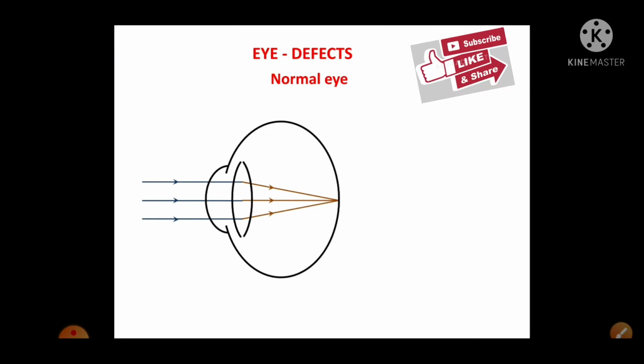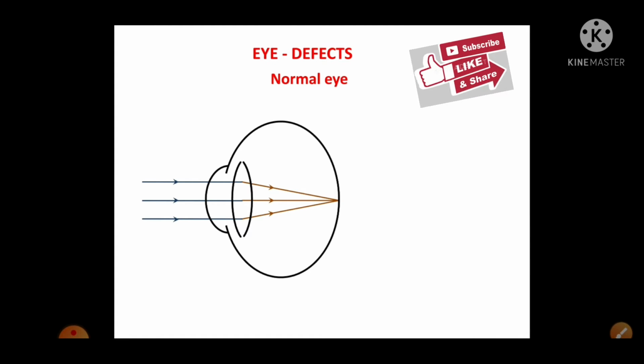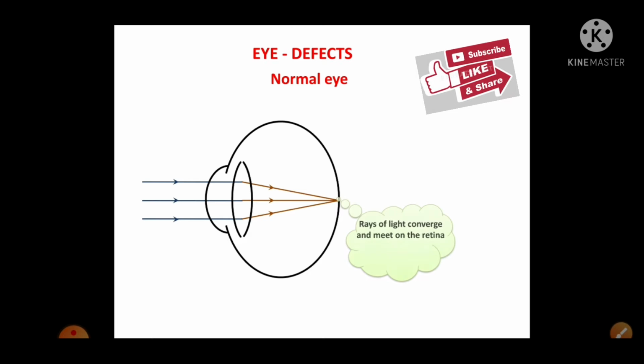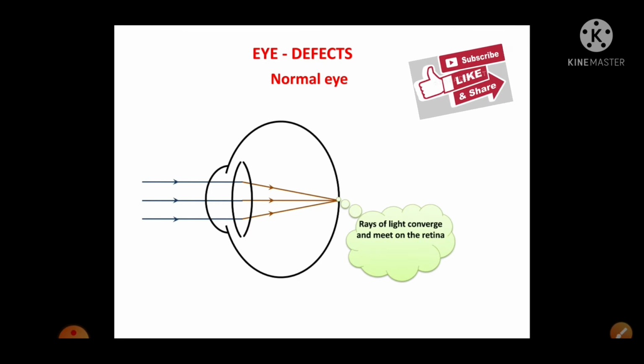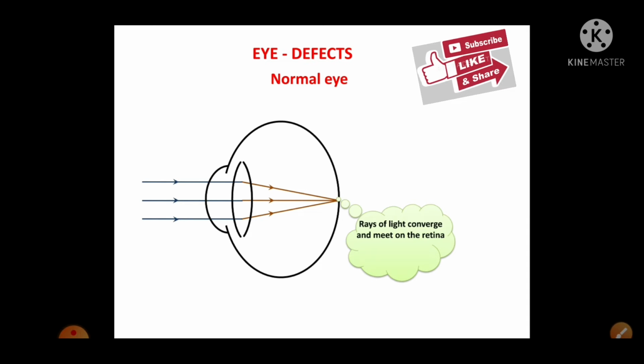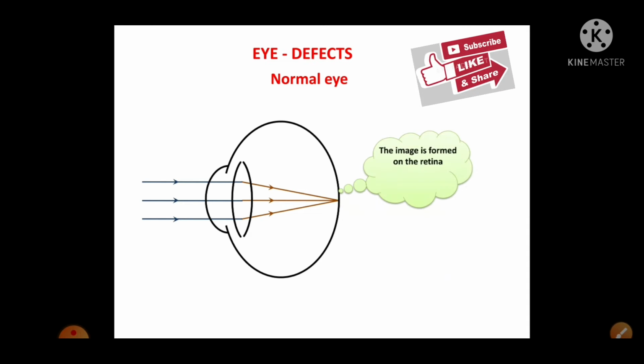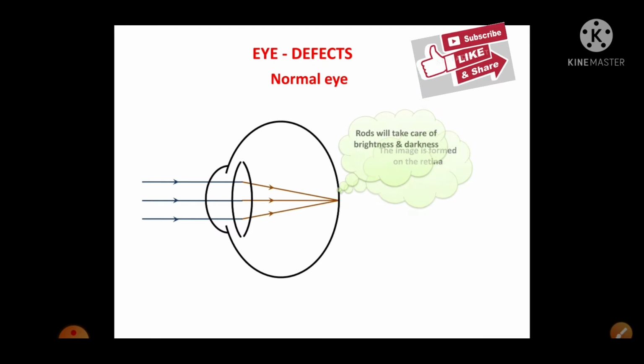When the rays of light pass through this lens, you know what the convex lens does? Basically it converges the rays of light. So it will converge and form at one place. Rays of light converge and meet on the retina. This portion is called the retina, where all the rays of light meet each other. The image is formed on the retina.